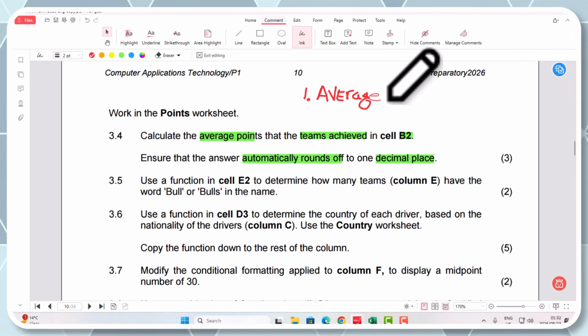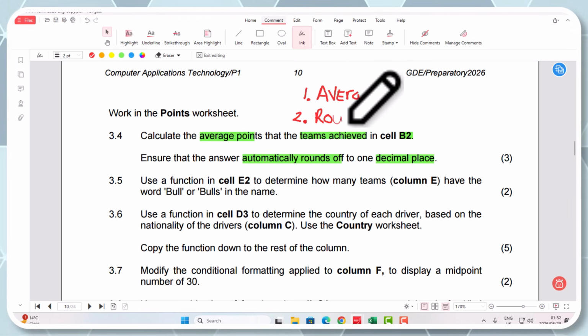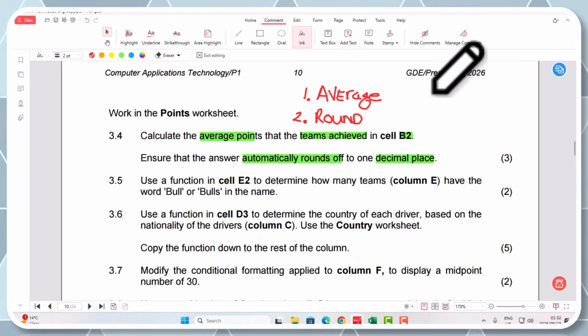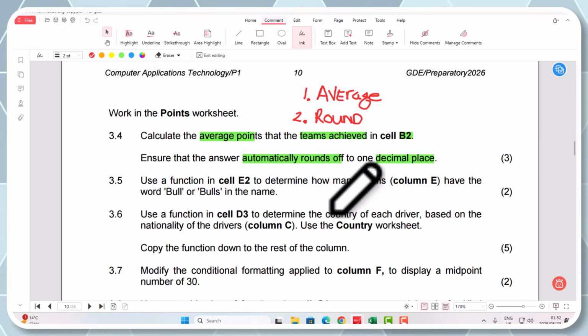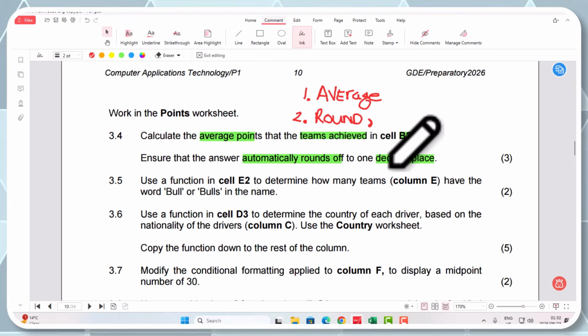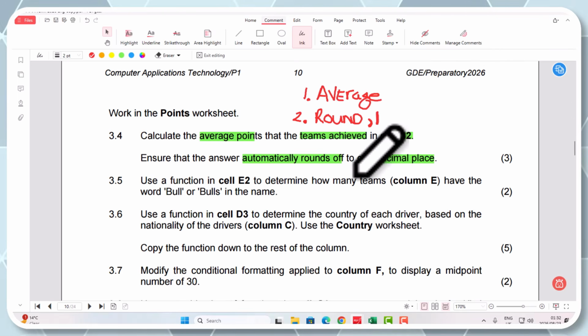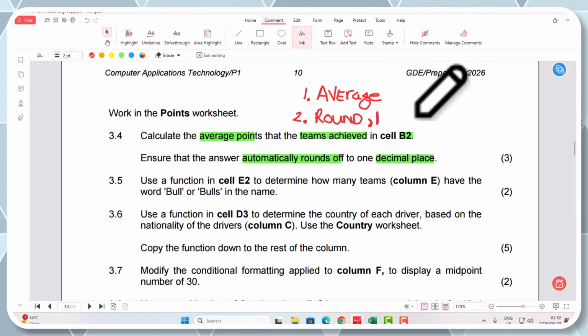Right, average formula. But not only that, we are also going to have to bring in the round function. Those two are what is important for that. It makes sense. How many decimal places, comma, what did they say? Round off to 1 decimal place. 1. All right, did you see that, guys? I'm just making myself a little note here.